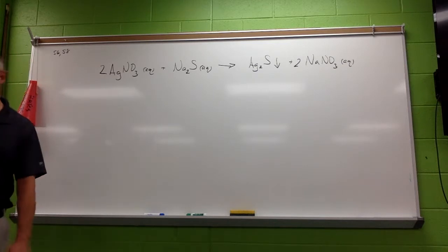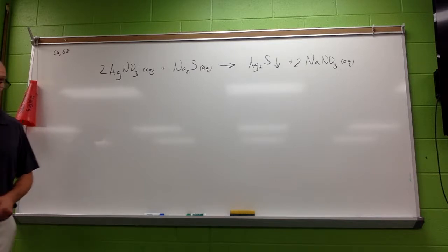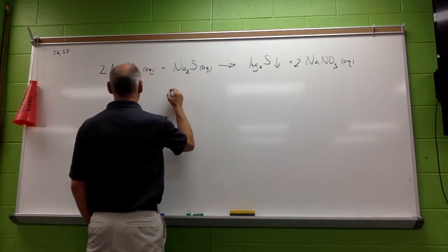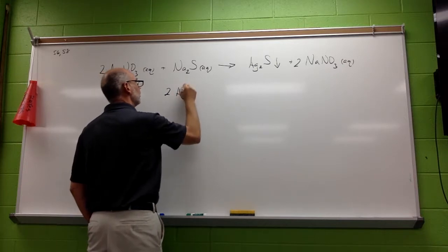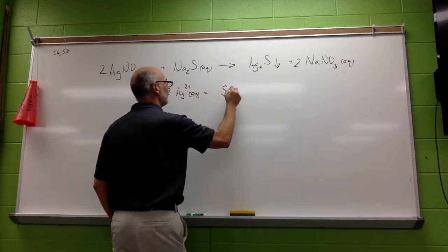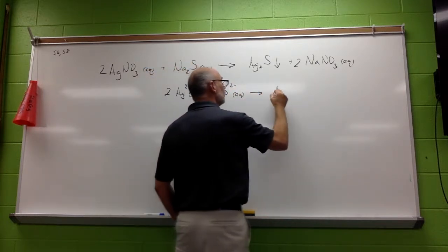I'm hoping you guys all came up with that. What? You did the net ionic? Yeah, because it's asking. Okay, so here we go. What does it take to make that? Well, it's two silver ions and one sulfide.